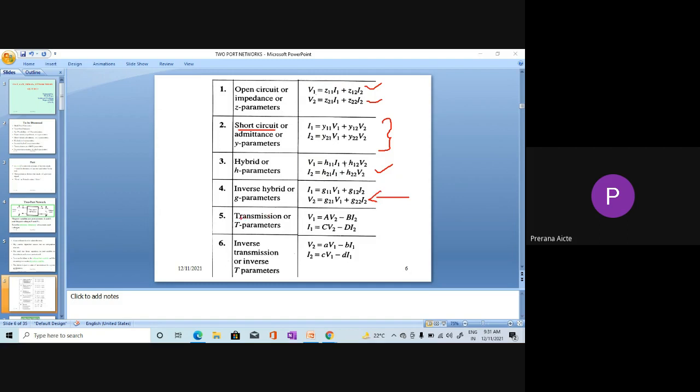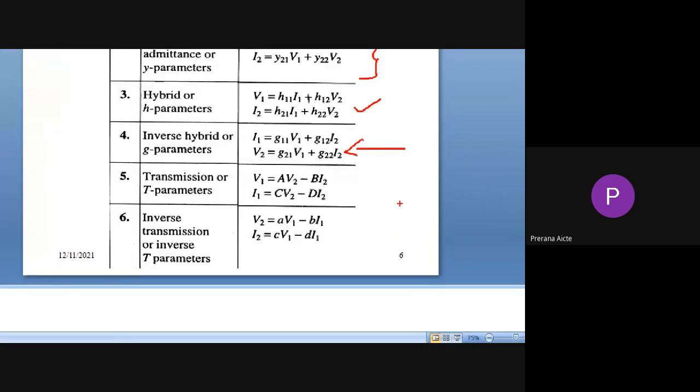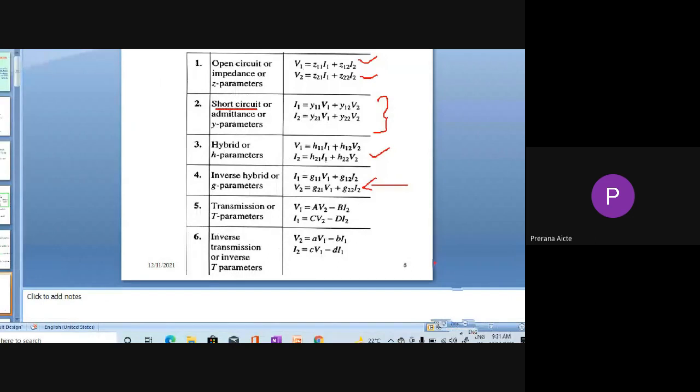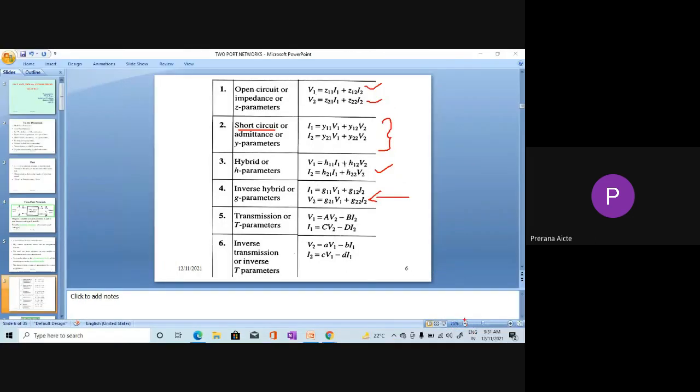And the next one is transmission parameters, another important set of parameters in order to analyze many different types of problems. If you look at transmission lines, the transmission line analysis is very easy when subjected to transmission parameters. The transmission parameters are given by V1 is equal to AV2 minus BI2, I1 is equal to CV2 minus DI2. So this is the transmission parameter equation.